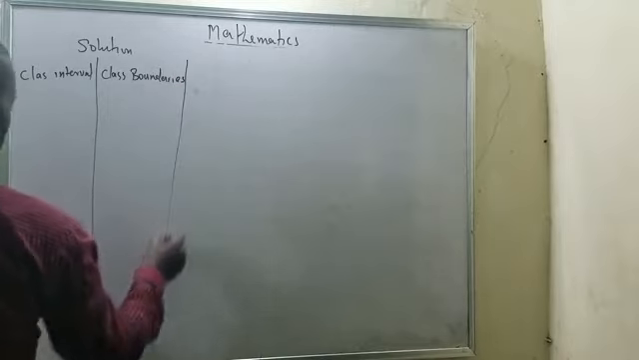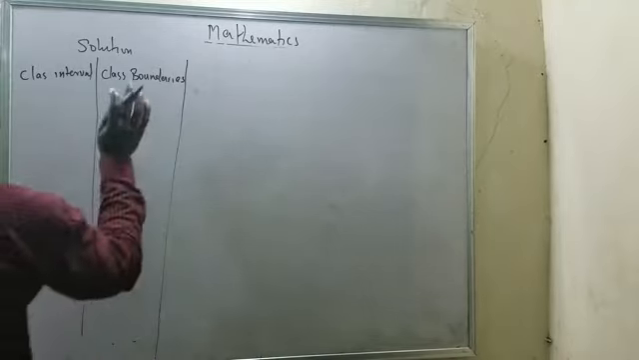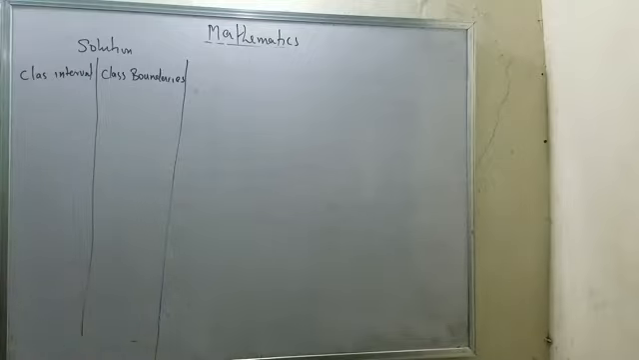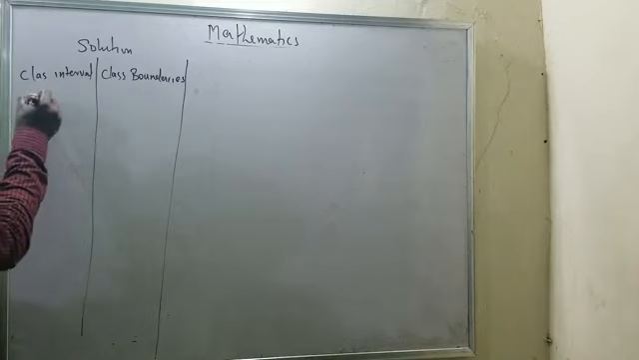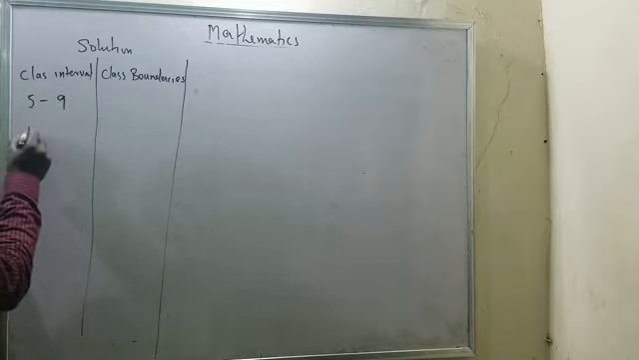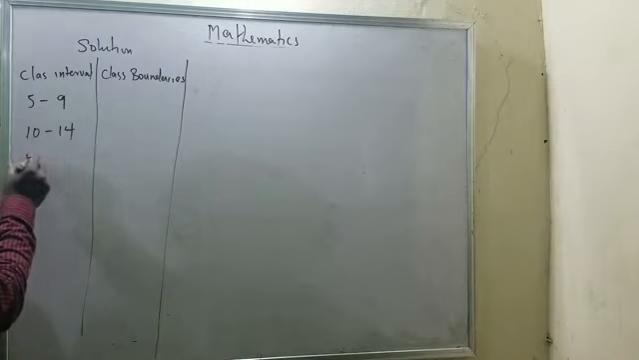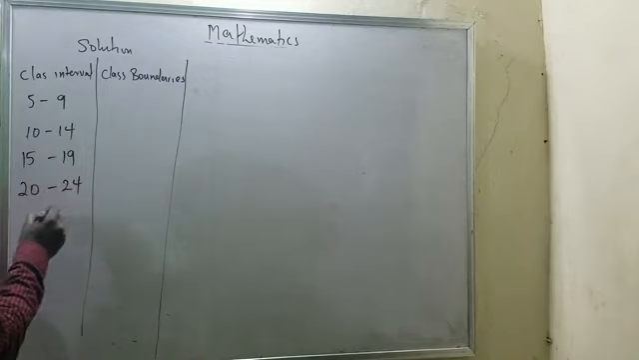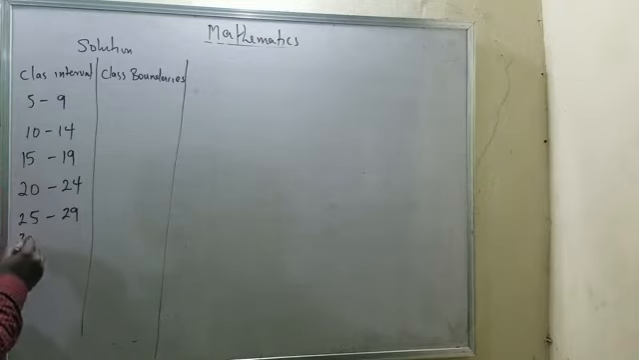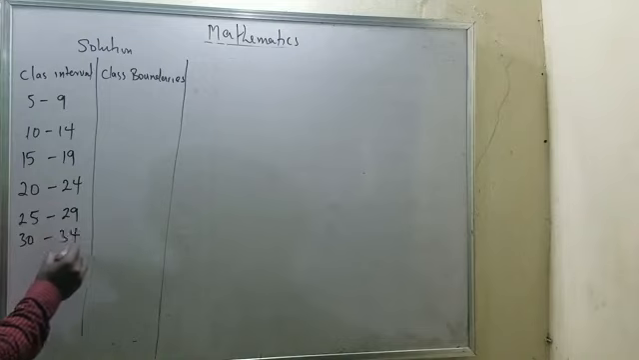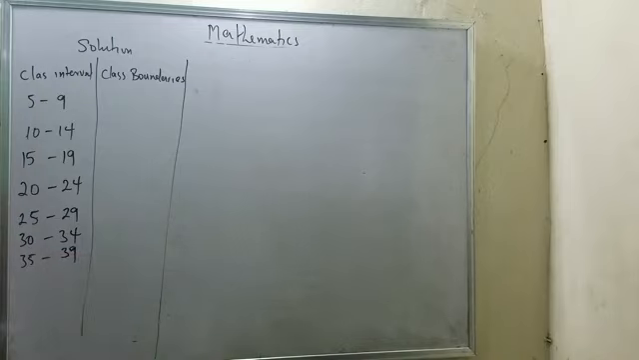Now, my class boundary, which is our question A. What is my class interval? We have 5 to 9, 10 to 14, 15 to 19, 20 to 24, 25 to 29, 30 to 34, and 35 to 39. That is all about that.